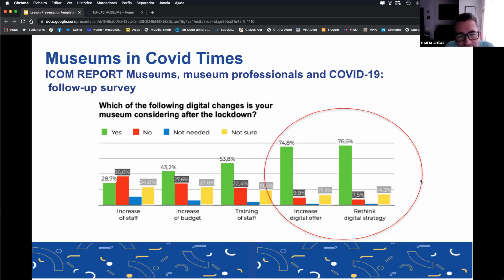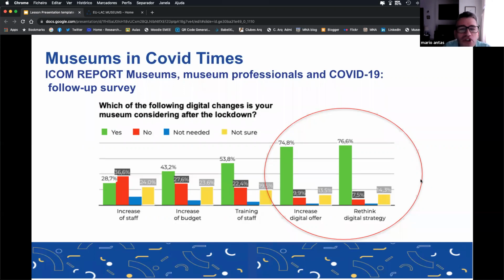Continuing this analysis, we asked museums which of the following digital changes their museum is considering after the lockdown. You can see that the majority of answers say several very important things: rethinking the digital strategy with 76%, or increased digital offers with 74%, and of course, also training of staff.